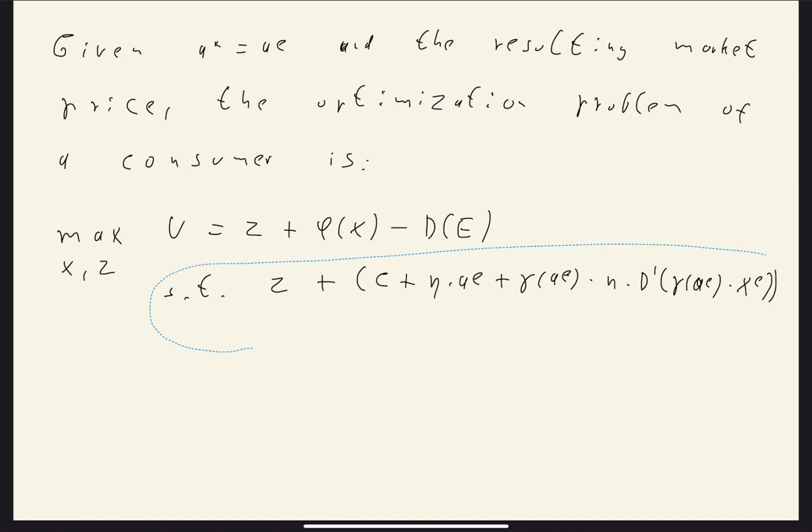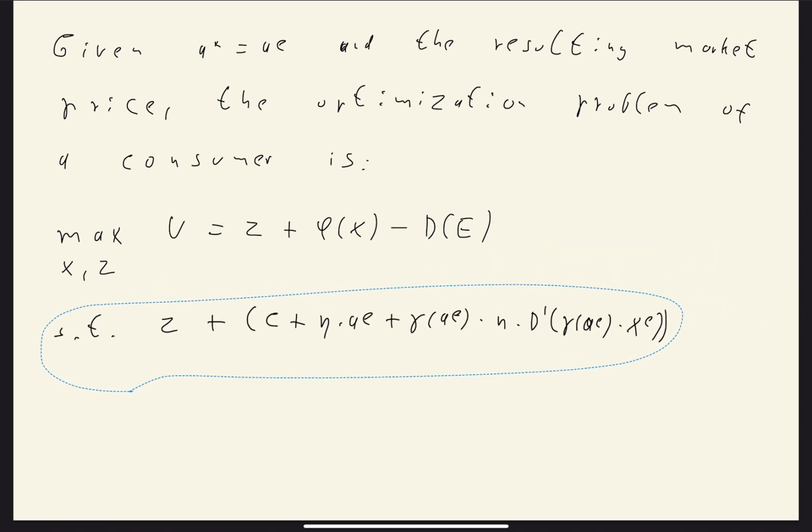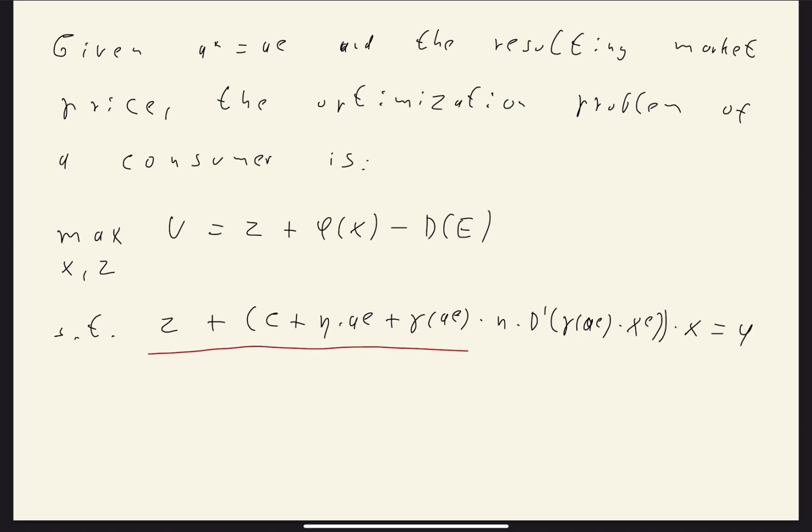This times, so this is the price of good X, and this should be equal to Y. So solving this constraint for Z and plugging in for Z into the objective function gives us, and I shortcut some of the steps, an optimization problem which only depends on X, and then you can take the first derivative with respect to X. So if we take the derivative with respect to X, we get the following.